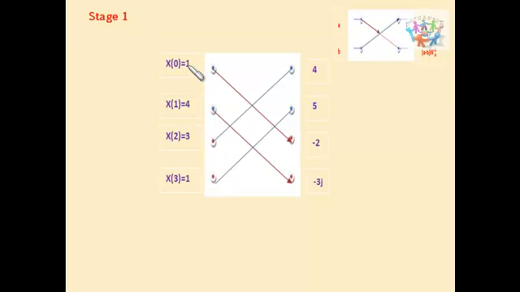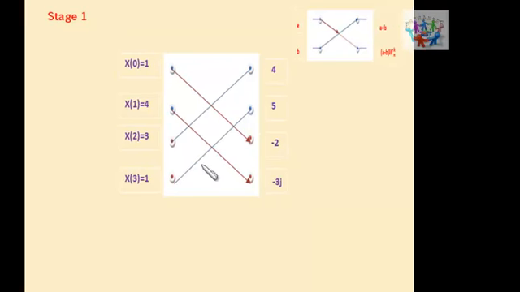So the first x values will be 1 and 3. So the top will be calculated as 1 plus 3, which is 4, and the bottom part of the x will be calculated as 1 minus 3 into twiddle factor, which is 1. So 1 minus 3 will give us minus 2 into 1, which will give us minus 2. Similarly, the same procedure is repeated for the second x.